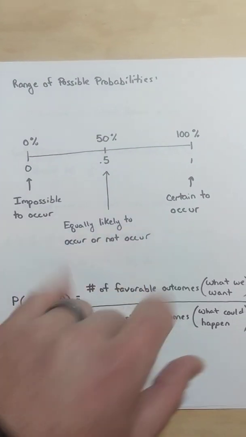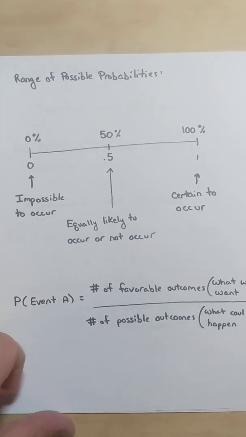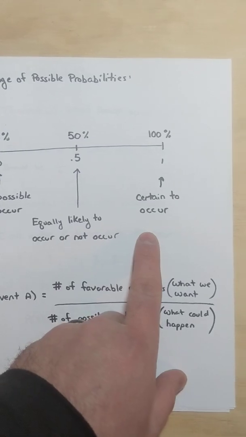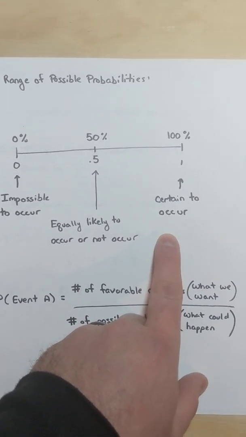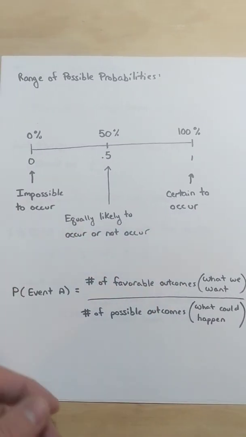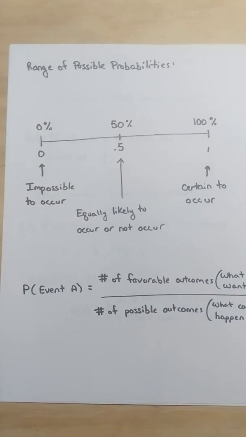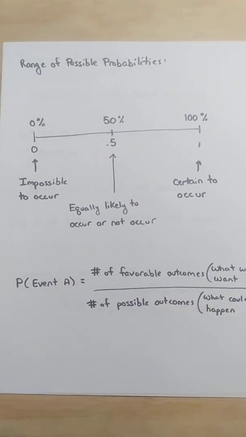Now, from 0 to 1, if you get 0%, that means it is absolutely impossible for something to happen. If you get 1 or 100%, then that means it absolutely will happen and it's impossible not to happen. 50% means it could go either way. So when there's a 50-50 chance, that means either it could happen or it couldn't happen. There's an equal chance of both.